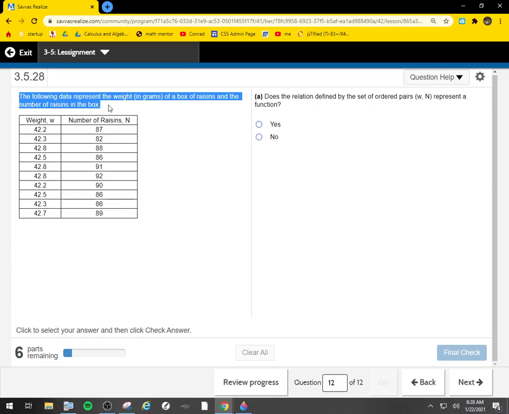How much a box weighs, and then how many raisins are in the box? What should be the correlation there? As the weight goes up, what should happen to the number of raisins? Okay. Does the relation defined by the set of ordered pairs w, n represent a function? So remember, to find that, we have to look at each of these x values and see if there are any repeat x values. Because if there's a repeat x value, it's not a function.